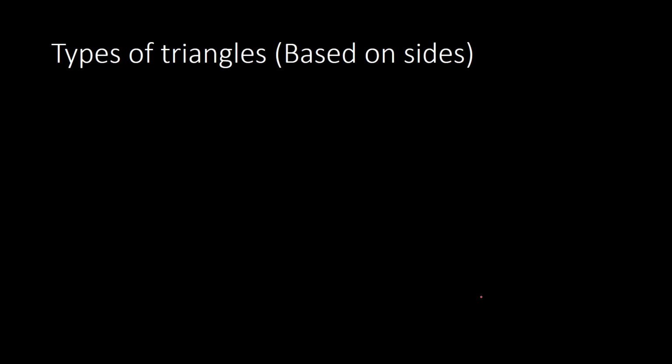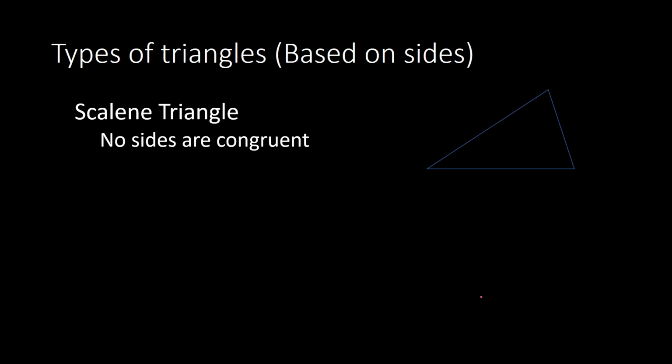Now we can categorize triangles by side length as well. So the first type of triangle we have is called a scalene triangle, where no sides are congruent.